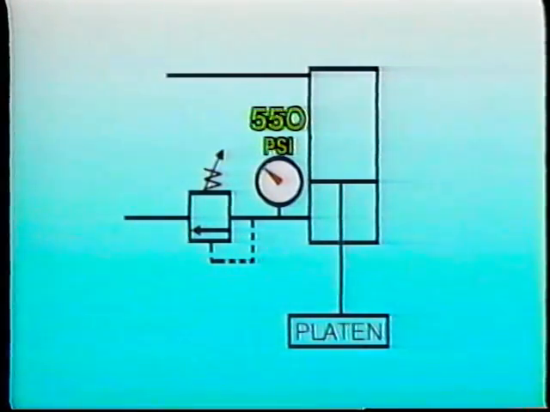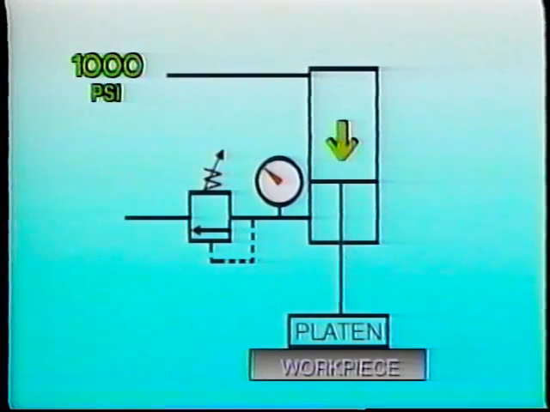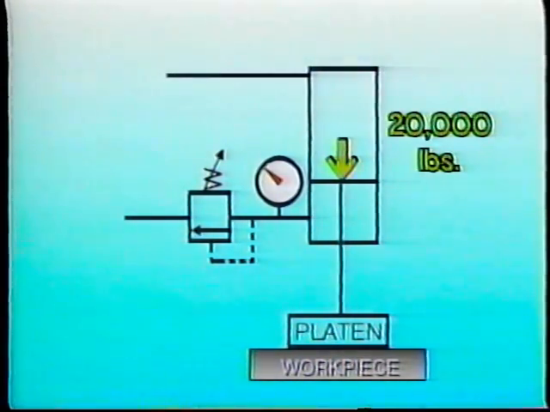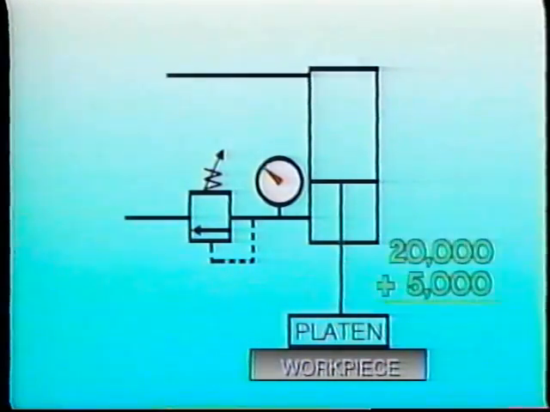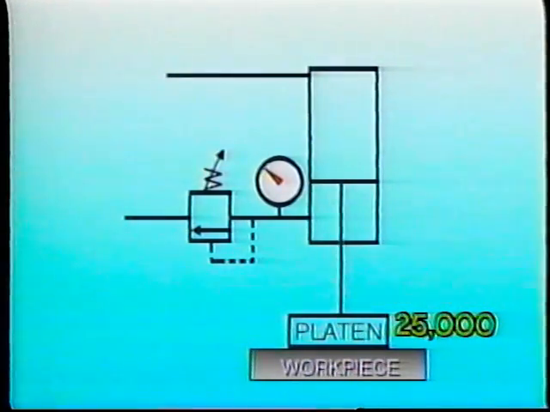Now, suppose the system's relief valve is set for 1,000 psi. As the platen presses into the work, the downward force is 1,000 psi times 20 square inches, or 20,000 pounds. When we add the weight of the platen, we have a total of 25,000 pounds of downward force.